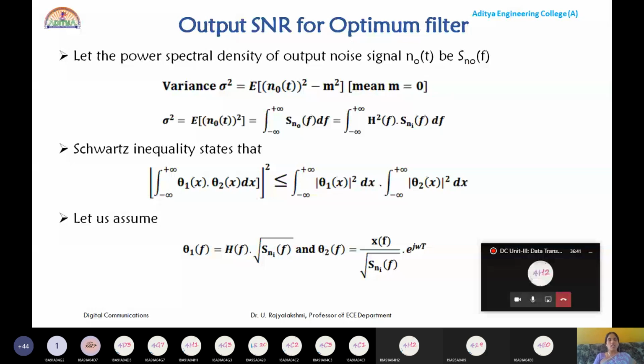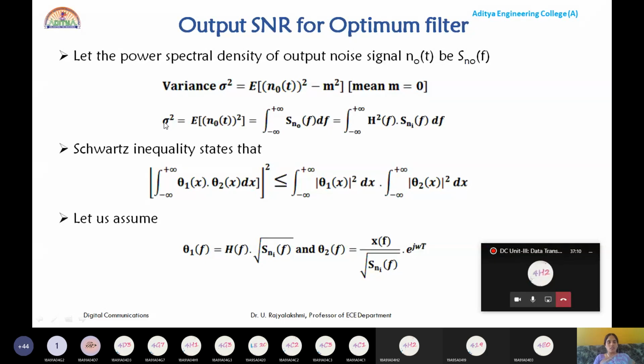The mean value is 0 for the corresponding Gaussian distribution, for the assumed Gaussian distribution. So that's why variance will be directly the expectation value of n naught of t whole square. Expectation is nothing but the mean of the n naught of t whole square. That is nothing but the magnitude, average value. So integral minus infinite to plus infinite Sn naught of f df.